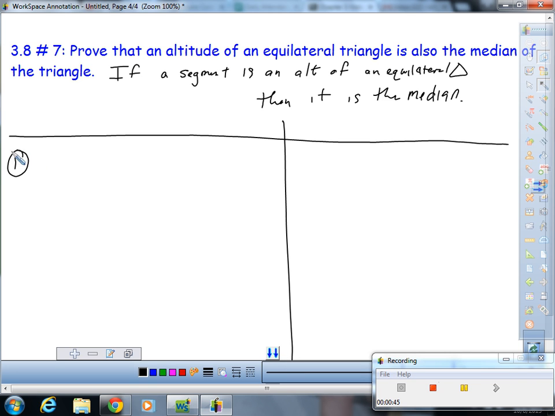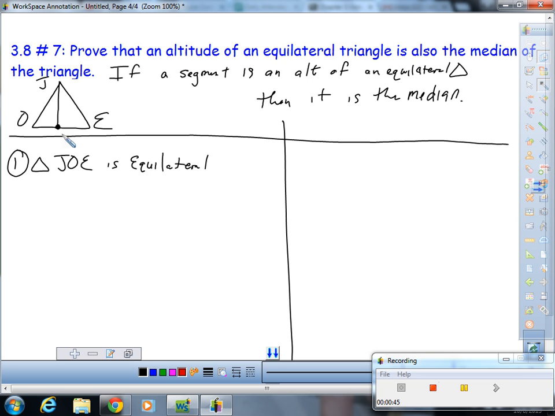Well, I better draw a picture. So we have triangle JOE. Just a simple triangle. What are our givens, Magna? Triangle JOE is equilateral. Excellent. You're exactly right. I'm going to need another point and another segment.